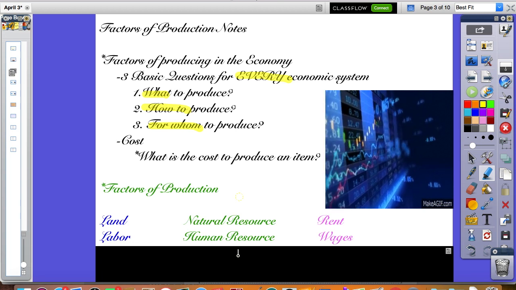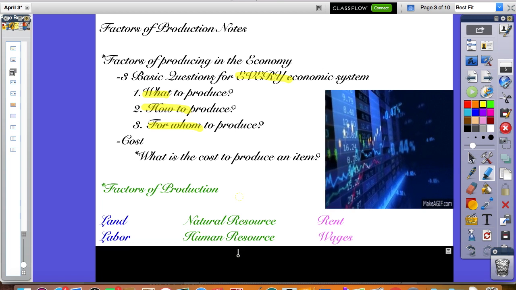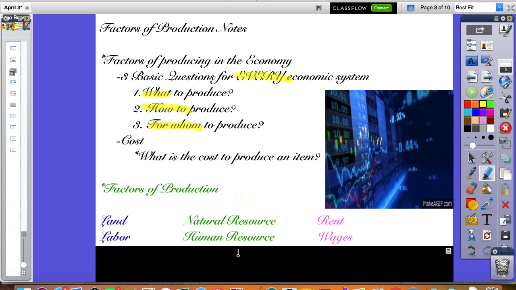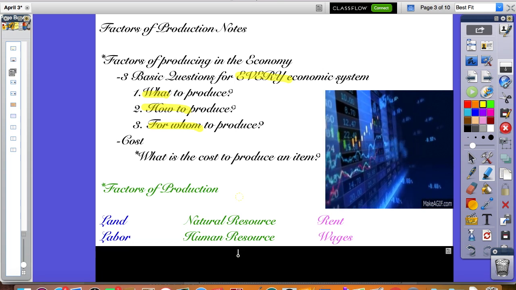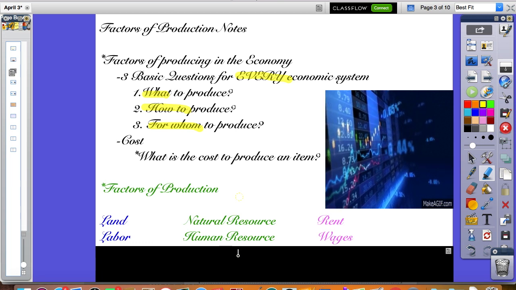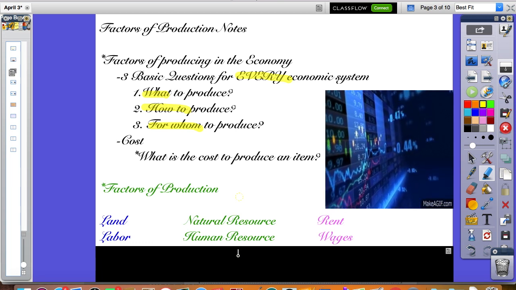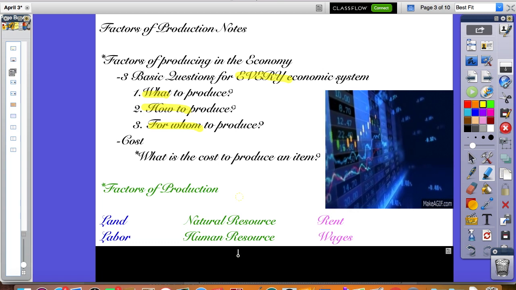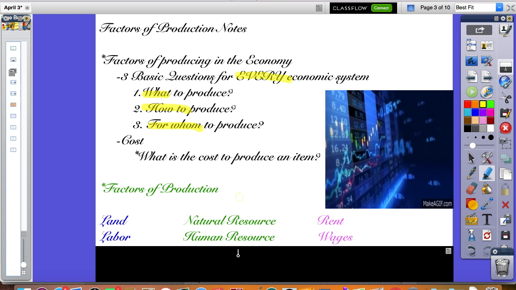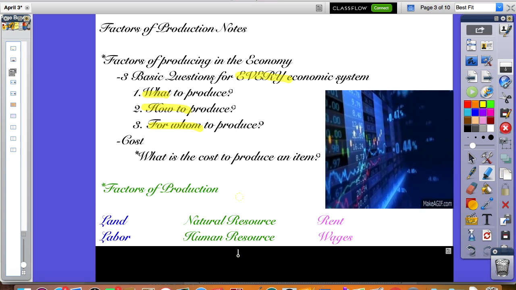Second one, labor. Labor is the way of saying that you are working. If you are working, you are producing some type of labor. A lot of it is sometimes physical labor, where you are actually physically doing something. Even when I'm teaching, that's labor. I'm talking, I'm writing, I'm producing something. That is my human resource.